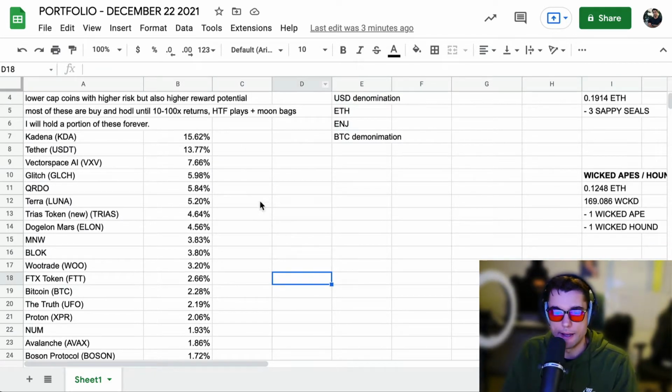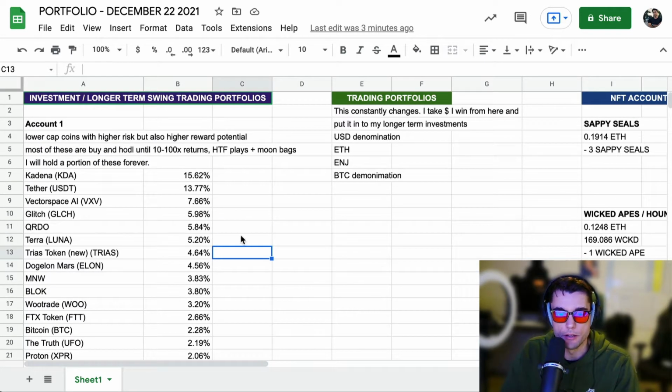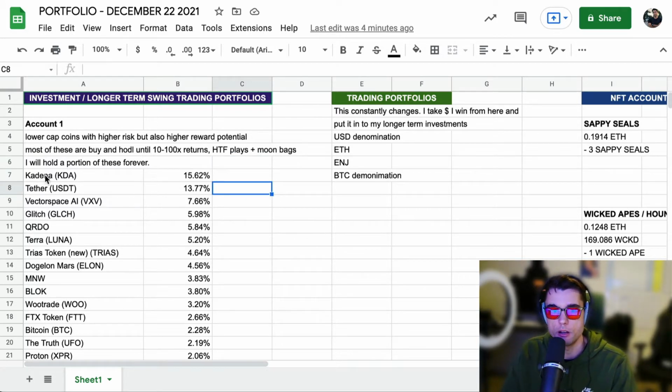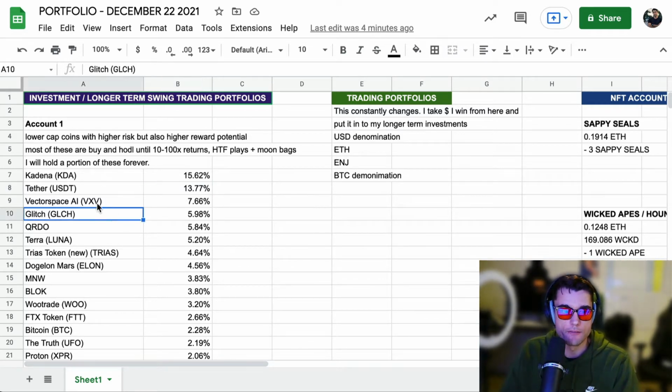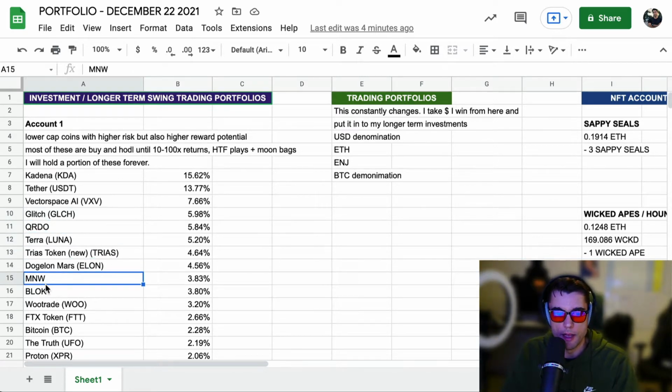Okay, so I have all of the different coins from my longer term investment / swing trading account right here. You can see I have a ton of Cadena right now. I also have a significant amount of Tether that I'm still in because I need money to average in. And then I have Vectorspace AI, Glitch, QRDO, Terra Luna, Triads, Elon, MNW, which is Morpheus Network.